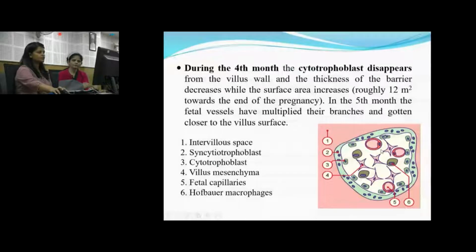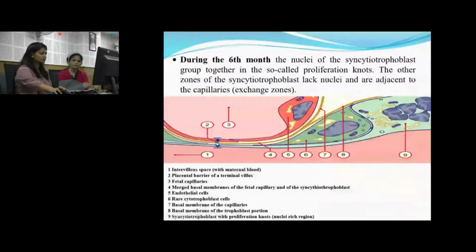Then as the pregnancy progresses, this membrane has now become so thin. This is the placental barrier. This is the fetal blood vessels. This is the maternal space. This is the intervillous space filled with the maternal blood. This yellow line is the fused basal membranes of the fetal capillary and the syncytiotrophoblasts. And this is the thin space through which the transfer of nutrients and other things can happen, and it becomes conducive for the baby to have all the nutrients.